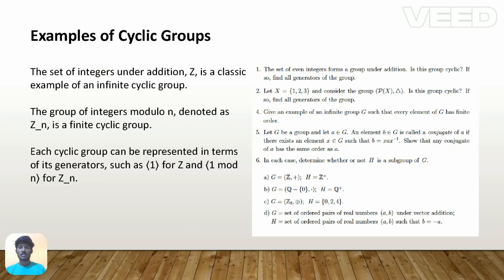Examples of cyclic groups. The set of integers under addition, Z, is a classic example of an infinite cyclic group. The group of integers modulo n, denoted as Zn, is a finite cyclic group. Each cyclic group can be represented in terms of its generators, such as 1 for Z and 1 modulo n for Zn.